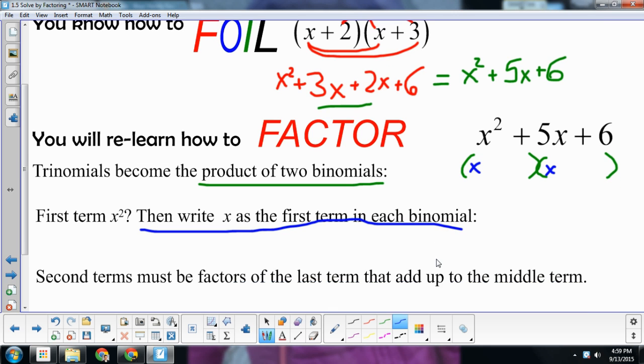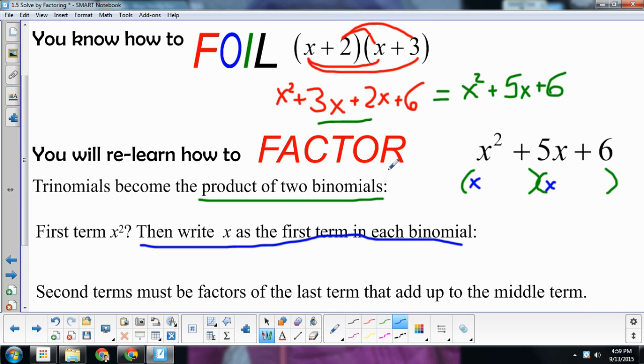Great. Now, as I work through FOIL, the last number here, 6, came from multiplying the last terms together, 2 times 3. So as I factor, I need the last terms in the two binomials to be factors of the final number, because they need to multiply together and become this number, whatever it might be. As I think about the factors of 6, I'll just write them down off to the side. I can get 6 by taking 1 times 6 or 2 times 3. Either of those pairs of factors would multiply together to be 6.